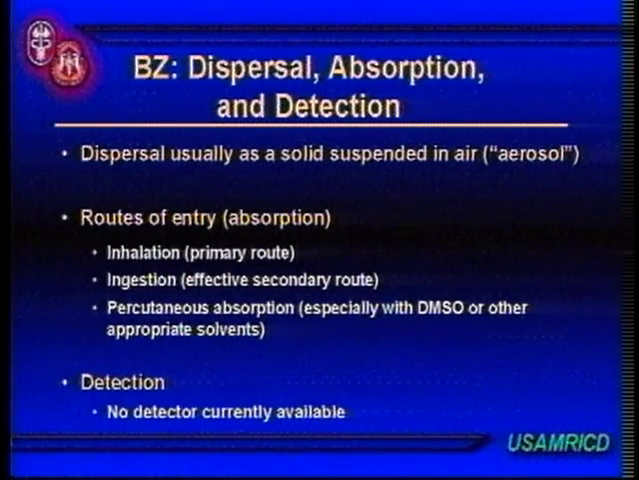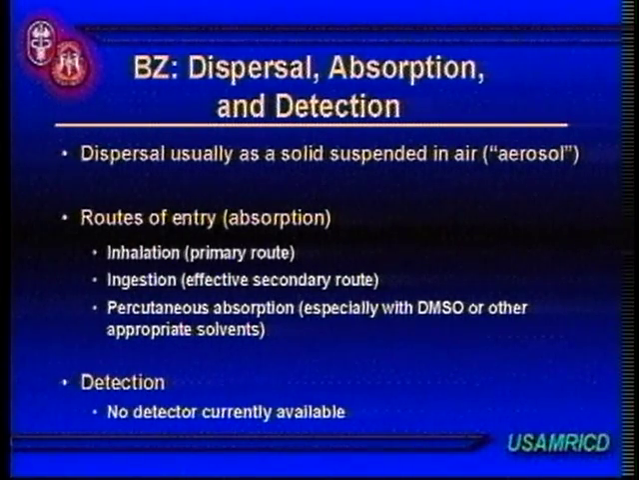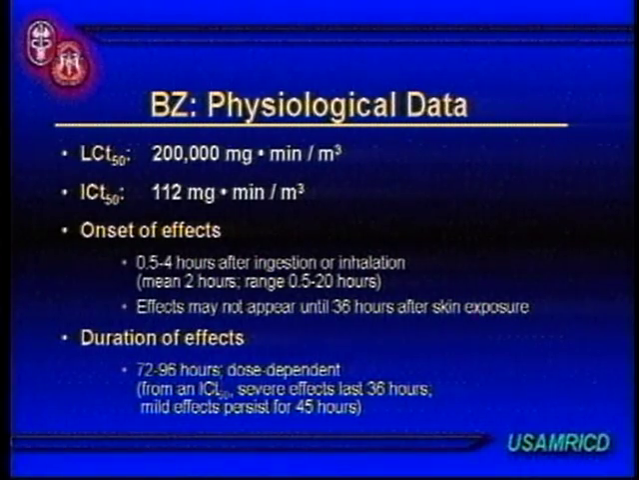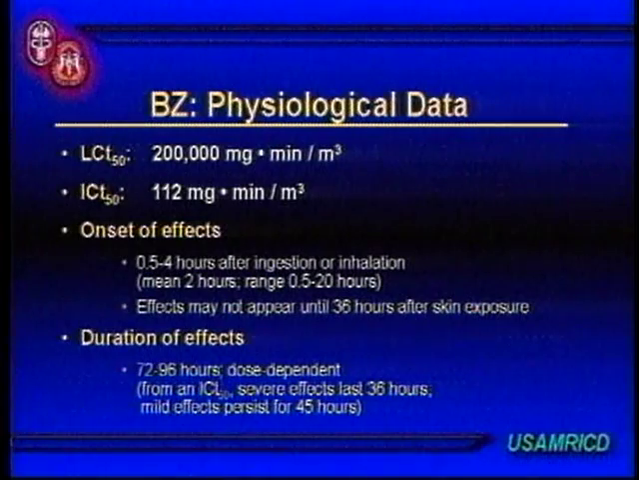We don't have a detector for this, so it won't show up on the M256A1 kit, won't show up on the M8 alarm, won't show up on any of these things. Now, what was the LCT50 for riot control agents? You don't have to remember the exact number, but it was pretty high, wasn't it? In the 60,000s, 100,000. Well, the LCT50 for BZ is even higher, 200,000. Although it is possible to die from BZ, primarily from secondary effects of hyperthermia because you don't sweat anymore. But the ICT50 is fairly low, in fact, very low.